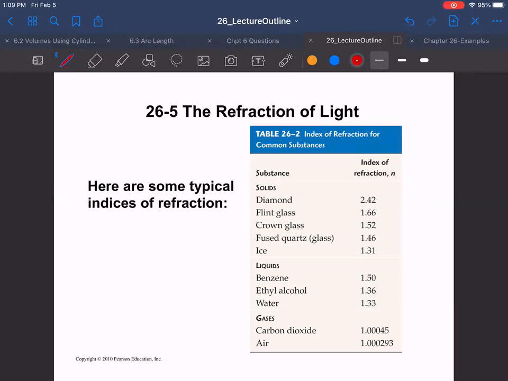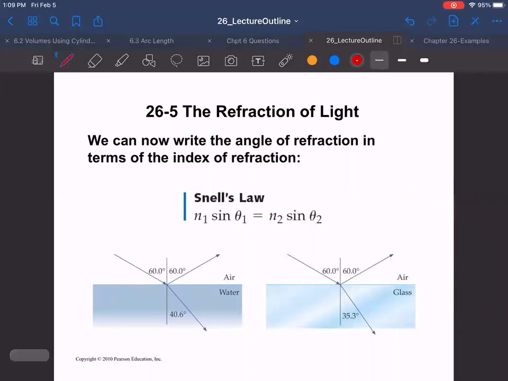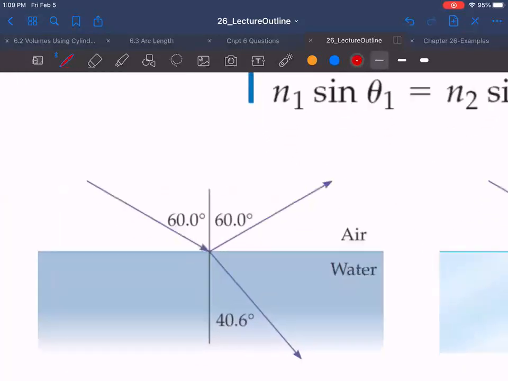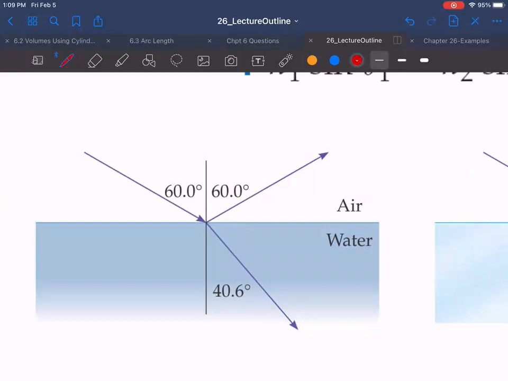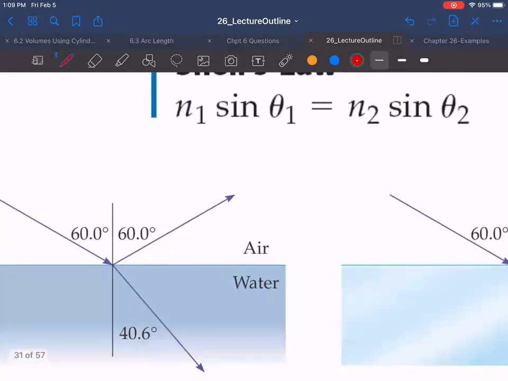So anyway, the bigger the index, the slower it goes, the more light is going to bend when it goes into it. Here we have Snell's law. It's a version of that law we just had on the previous page where we substituted out. And you end up with n1 sine theta 1 and then n2 sine theta 2. So anytime you have a wave change mediums, you do get some reflection, which you can see here in the picture. It's reflecting off that first part, but then also some transmits. And this transmits according to this law.